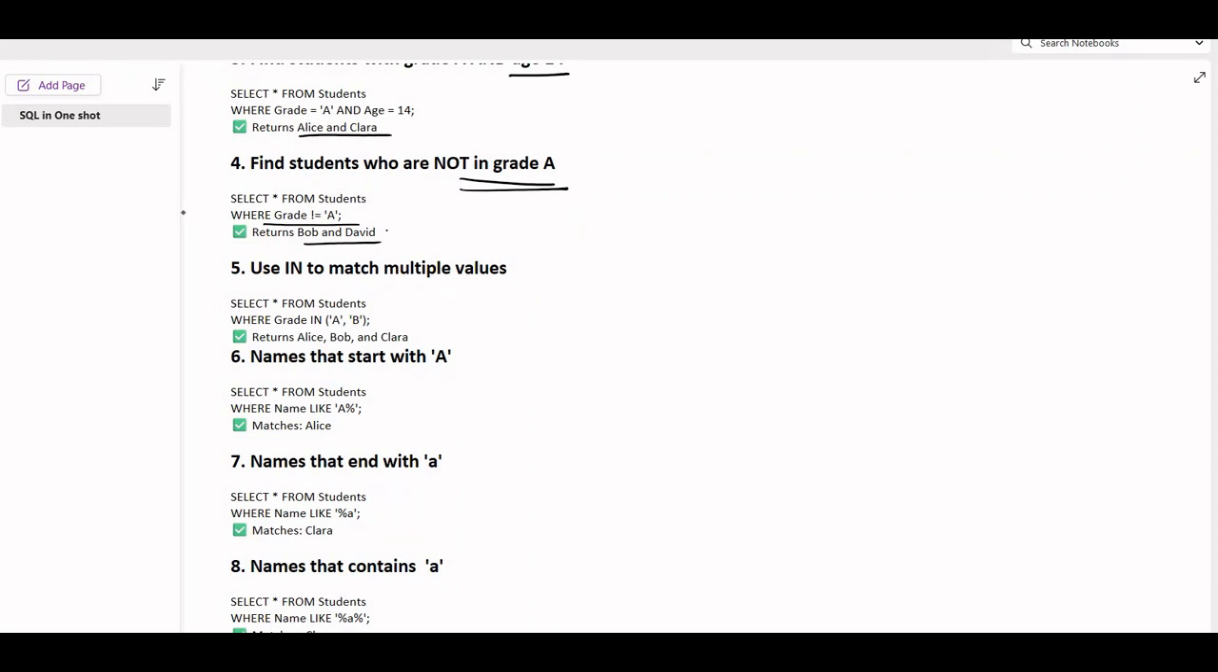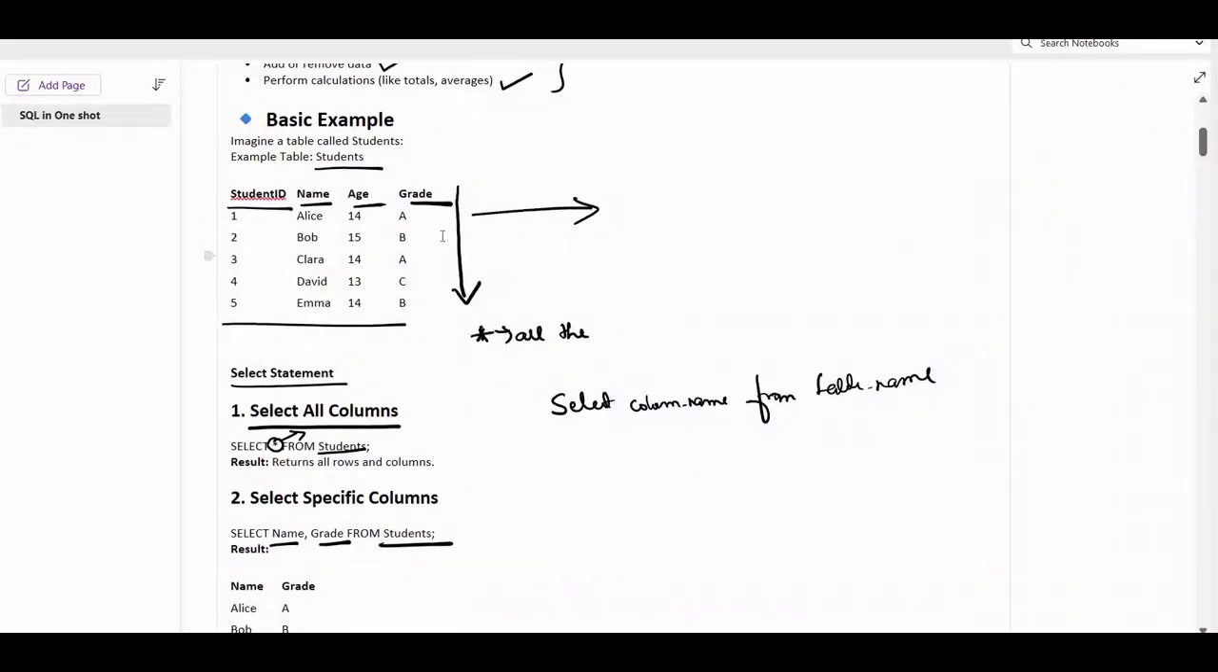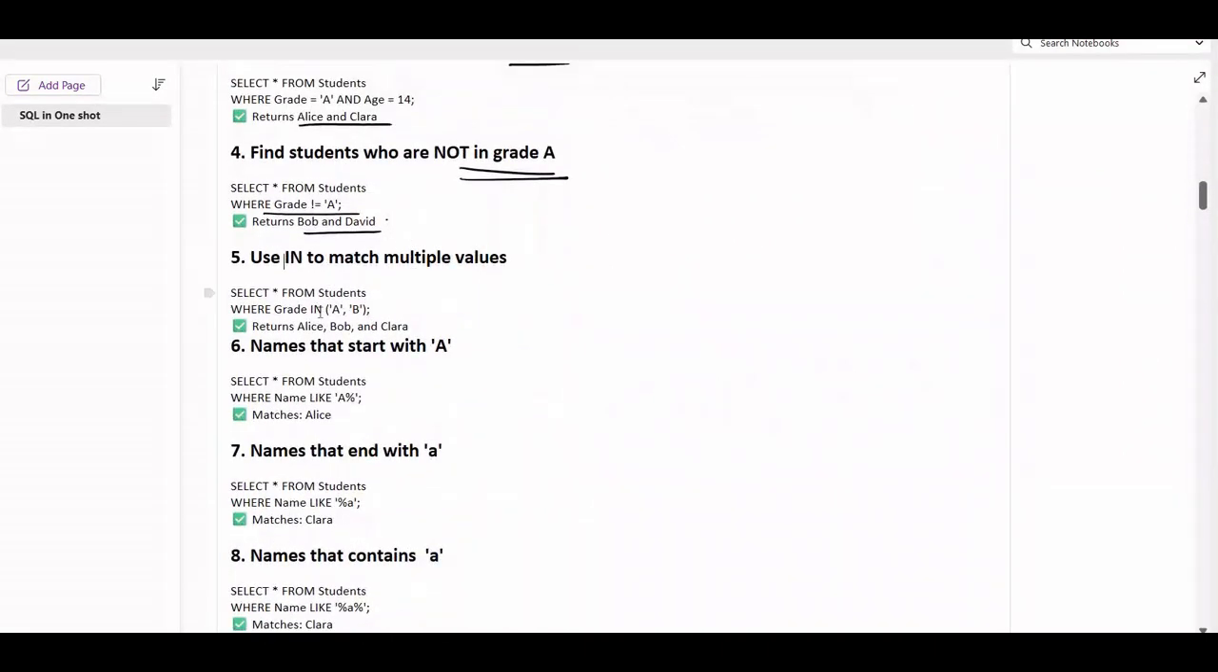Use IN to match multiple values. See, SELECT star FROM students WHERE grade IN A and B. If you want to get multiple values, for example the students who got A and B, I mean the names of the students who secured A and the names of the students who secured B. You can see in this table, Alice and Clara secured a grade of A and Bob secured a grade of B. So Alice, Clara, Bob. Alice and Clara got A grade, Bob got B grade.